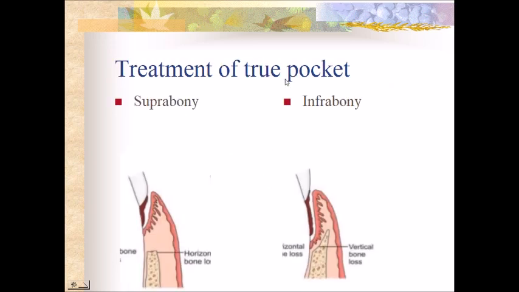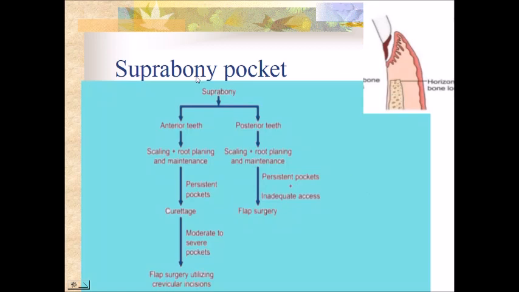Coming on to the treatment of true pocket. The pocket is of two types, suprabony and infrabony. In suprabony, the base of the pocket is lying above the level of the bone. In infrabony, the base of the pocket is lying apical to the alveolar bone.